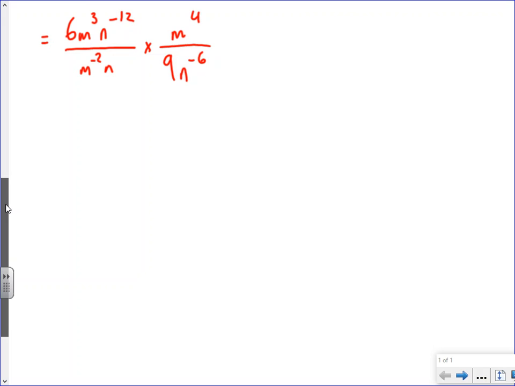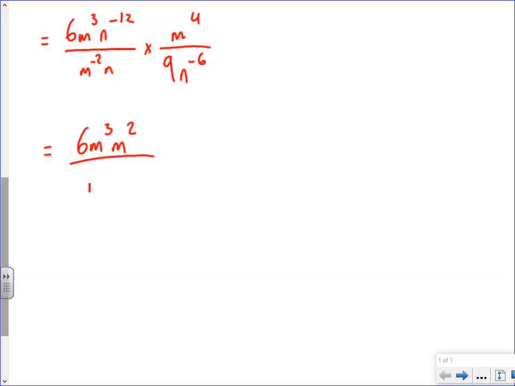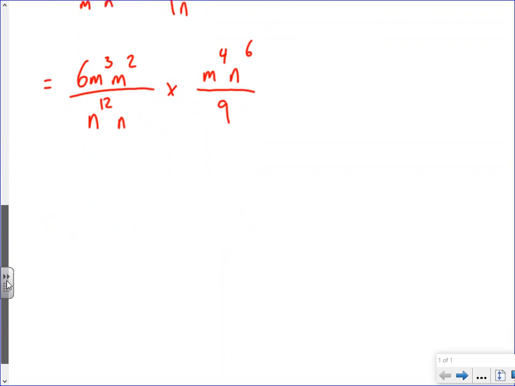As we know, with negative indices, what we'll do is switch it to the other side, making it positive. So we have 6m to the power of 3. Then that m from the bottom is going to go up to the top, so we have m to the power of 2. That n is going to go to the bottom, so we have n to the power of 12, and just that n there, times m to the power of 4, n to the power of 6 over 9.